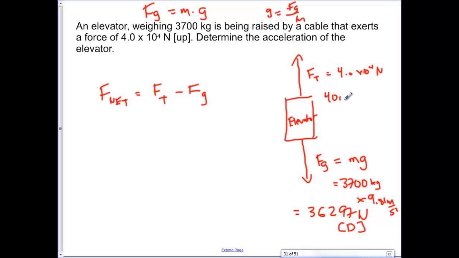Whereas the cable is pulling up at 40,000 newtons. That's a U for up. So if the cable is pulling you up at 40,000, but gravity, if the cable wasn't there, would cause you to plummet at 36,000, what's your actual net force? 40,000 newtons minus 36,297 newtons. So our net force is actually only 3,000 some newtons.